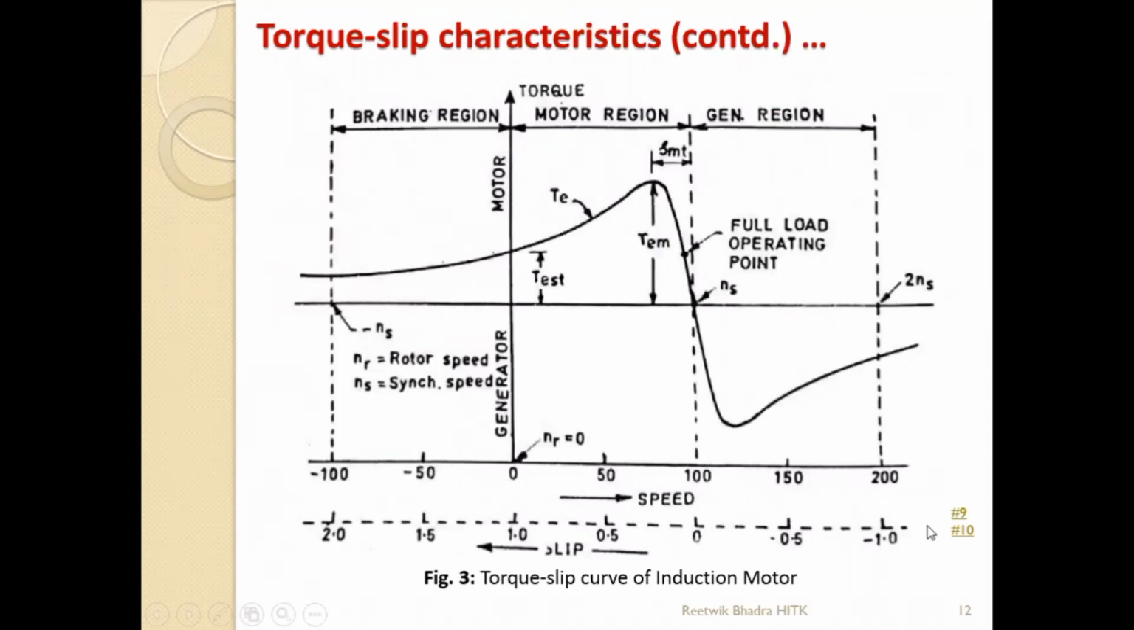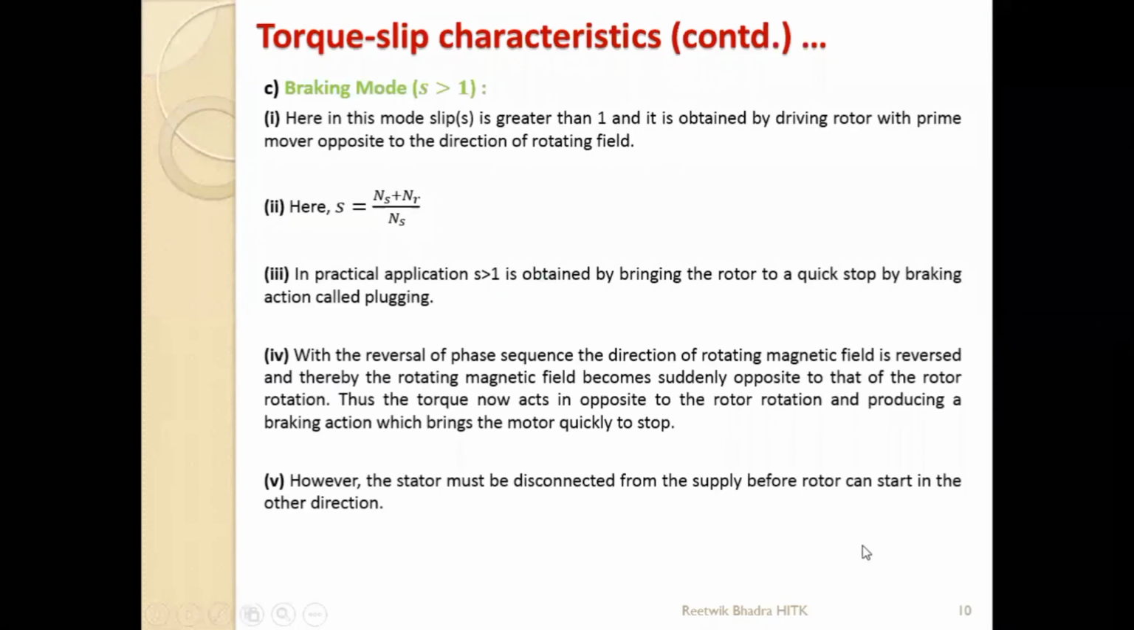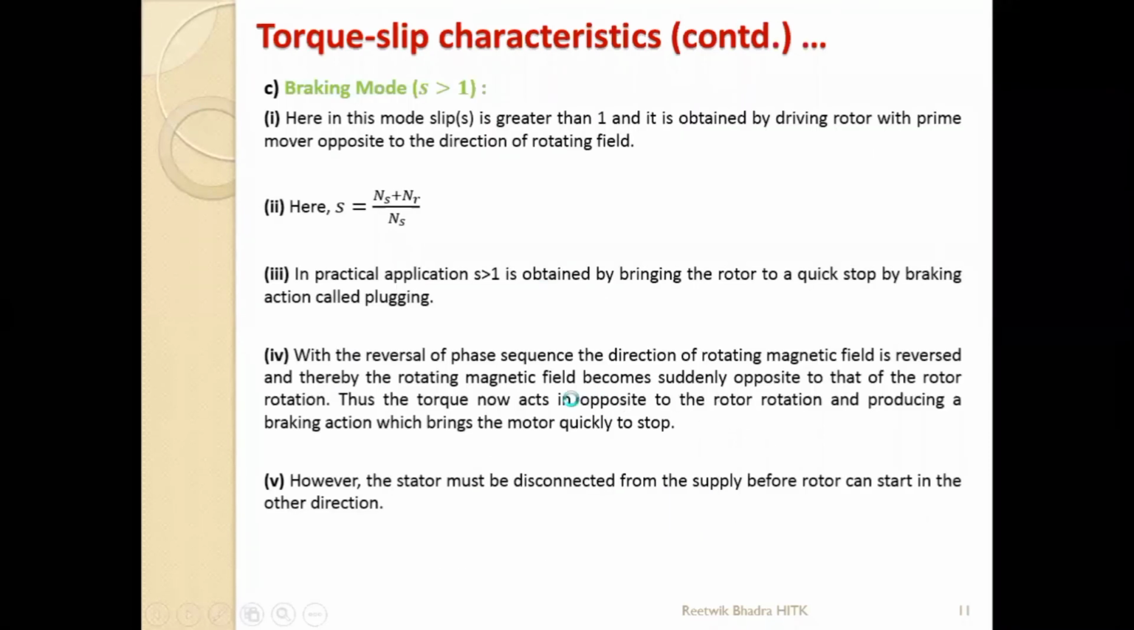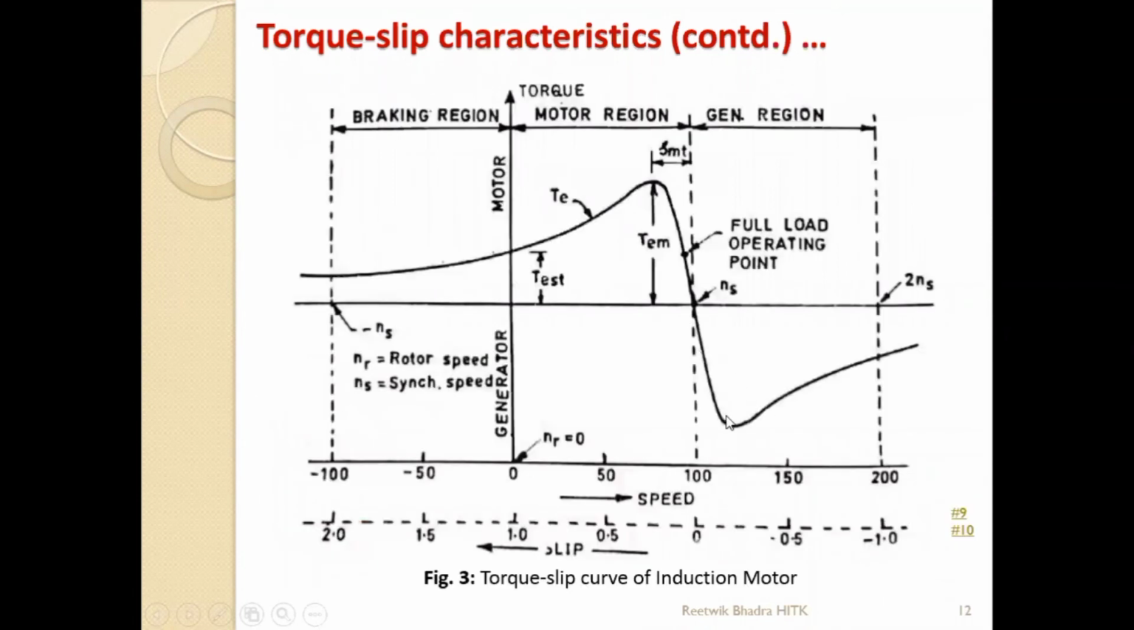So from 0 to -1, it will follow just the replica of the 0 to 1 region, but on the negative side. Because slip becomes negative, these equations will be followed. At low values of slip, it will be close to 0, so T is directly proportional to S. But since S is negative, torque will also go in the negative direction. Again, this side will be a hyperbola, but in the negative direction.